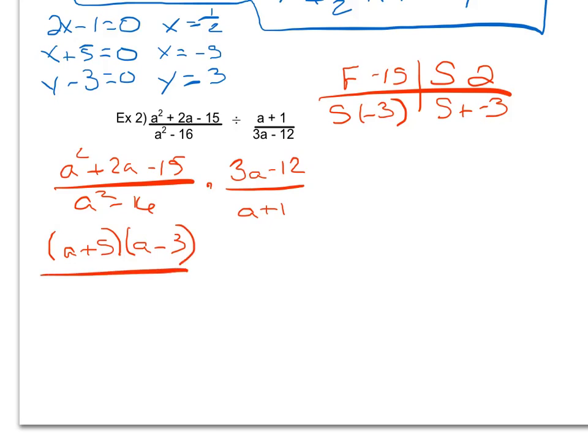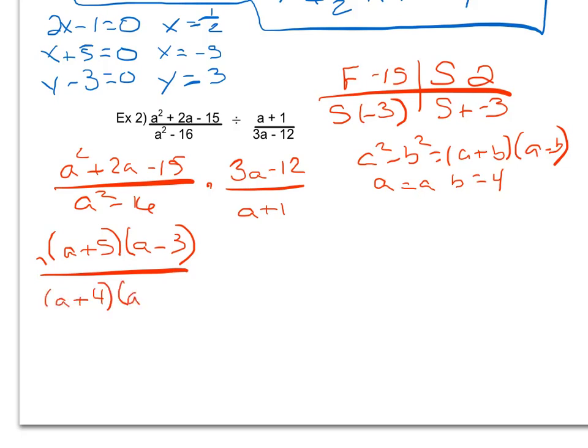On the denominator, I see a squared minus 16 is perfect square minus perfect square, and I know a squared minus b squared equals a plus b, a minus b. So for that first fraction, I see that my a is a and my b is 4. So that will factor to be a plus 4 times a minus 4 times, I can take a GCF of 3 out of my numerator, giving me 3 times a minus 4, all over a plus 1.